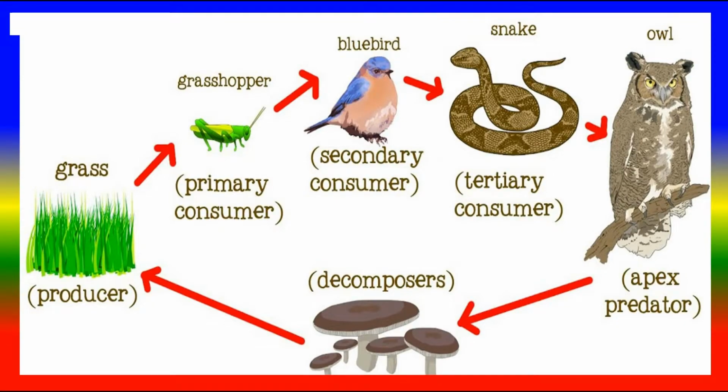Look at this picture. It shows the apex predator, decomposers, producers, primary consumer, secondary consumer, tertiary consumer. It's a food chain.